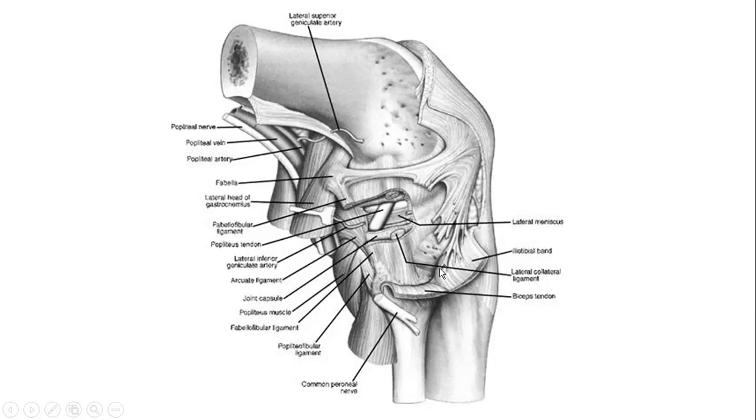Then you have LCL, and this is popliteus tendon. So popliteus tendon is in layer 3. This is layer 2, and this is layer 1. So tendon, ligament, and popliteus tendon. Biceps tendon, LCL, popliteus tendon. Layer 1, layer 2, and layer 3. Okay. So superficial to deep, this is how you see them.